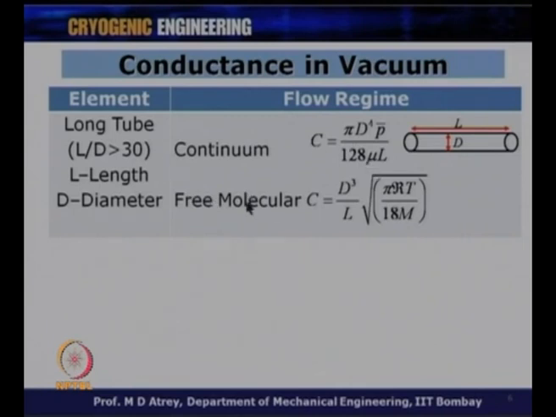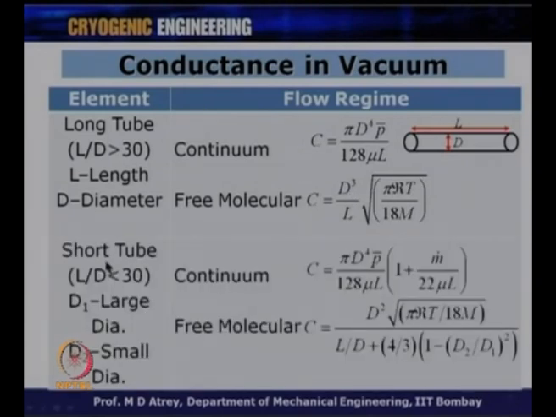First find out what is the Knudsen number, ensure whether you are in a free molecular region, mixed region or a continuum region, and use the corresponding formula to calculate the conductance for that pipe for given dimensions D and L. If you have a short tube where L by D is less than 30, then again we have a different formula, and if you have a free molecular region, we have a different formula again, where D1 and D2, we can have 2 joints, 2 diameters also, having D1 as the larger and D2 as the smaller diameter. So, use all these things in order to calculate the conductances for such given pipes.